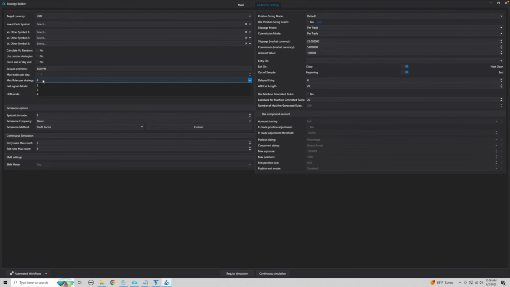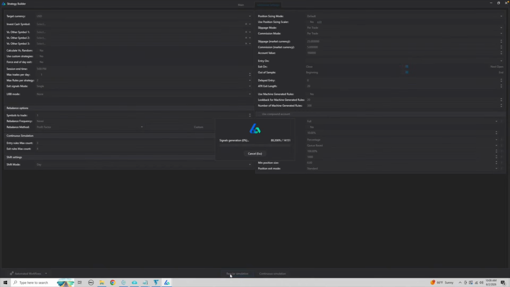The max rules per strategy, we want to set that to 2. Why? We want Build Alpha to only consider one indicator for our regime filter. In other words, we have our mean reversion, the IBR, and we're telling it to have a max rule of 2. Well, the IBR is 1, so we're telling it to go ahead and look for one other indicator. So I'm going to press simulate and let it do its magic.